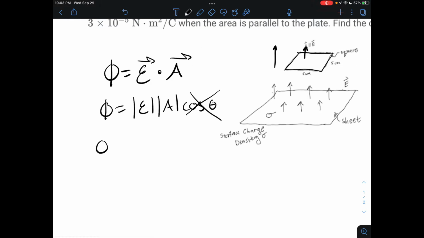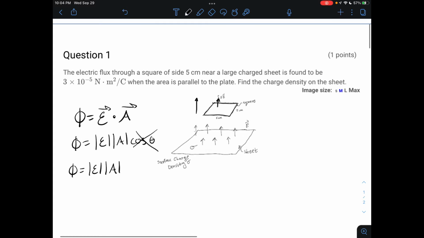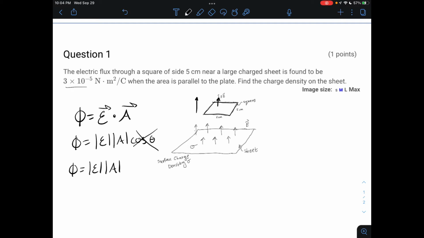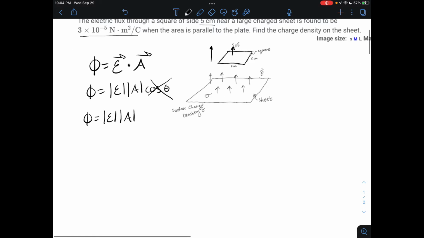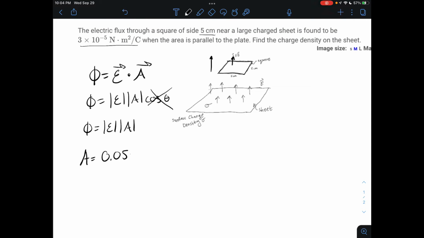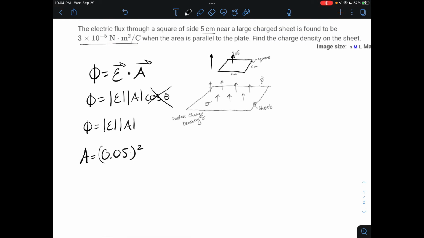So now we have that our flux is equal to the magnitude of our electric field times the magnitude of our area. We're given the flux in the problem, and we're also given the side length of the square, so we can calculate the area. So our area is just going to be 5 centimeters, which is 0.05 meters, squared. And we set that with our flux: 3 times 10 to the negative 5th equals our electric field times this 0.05 squared.